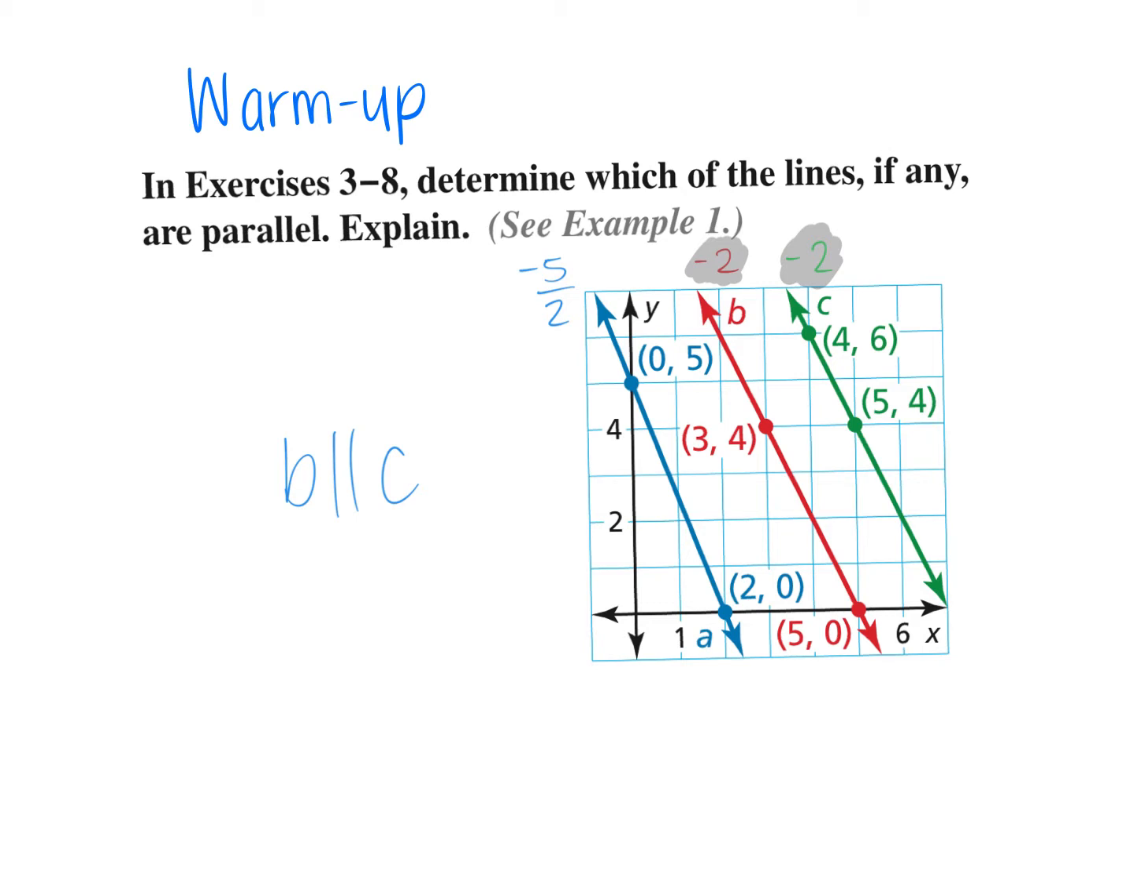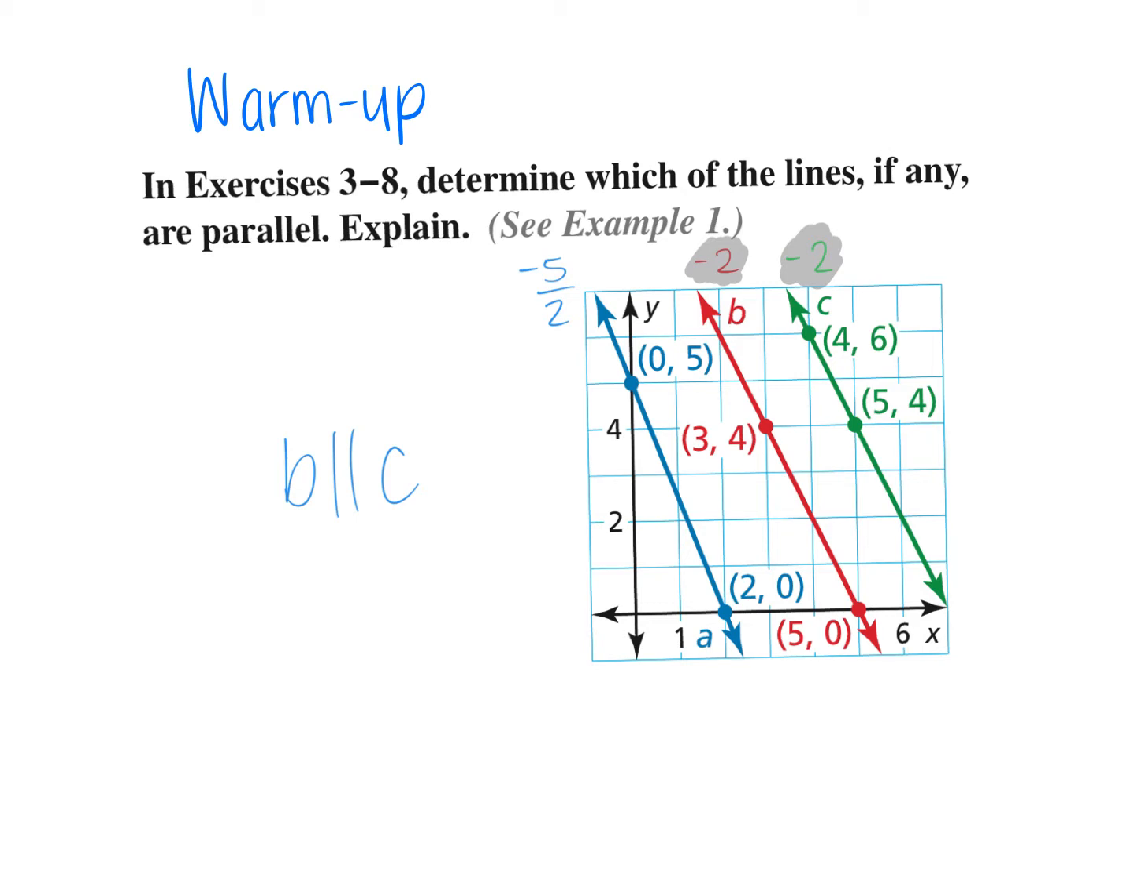Why was A not parallel to either one of them? It did not have the same slope, okay? Its slope was 5/2, not -2. We good? What would be the perpendicular slope to -2?